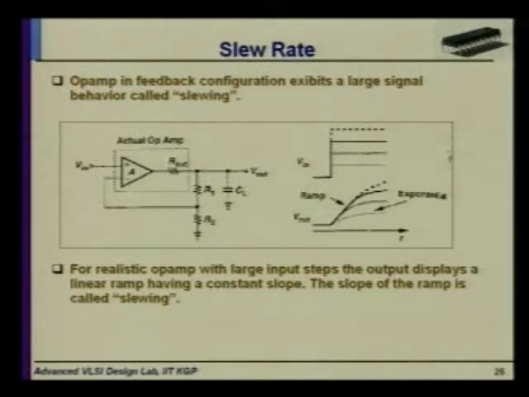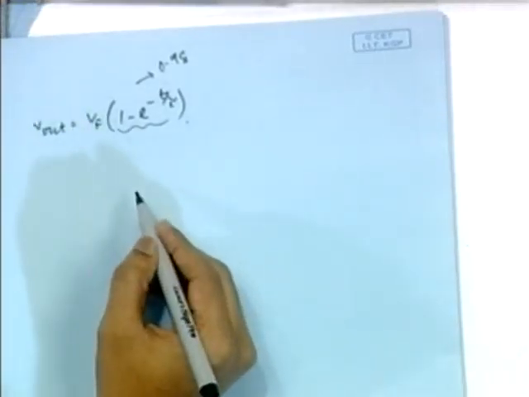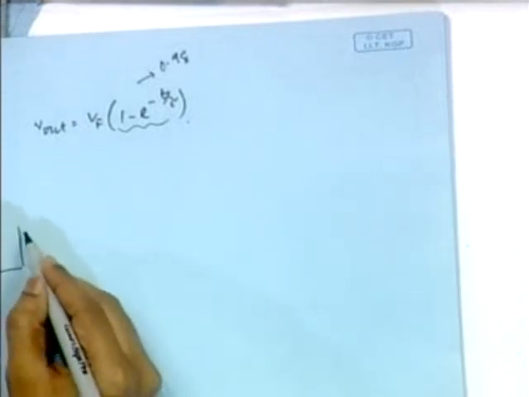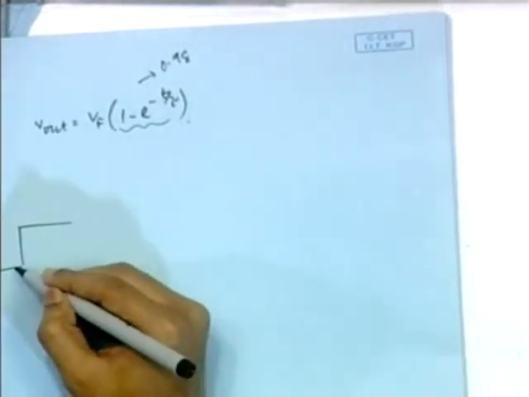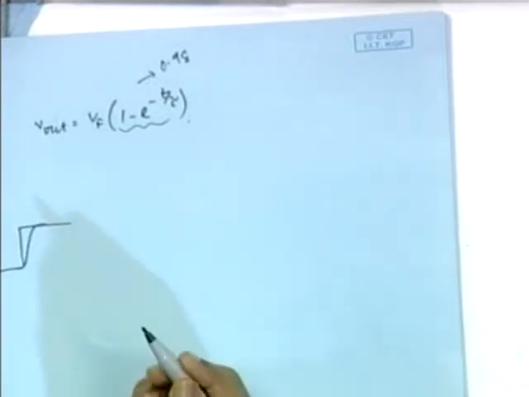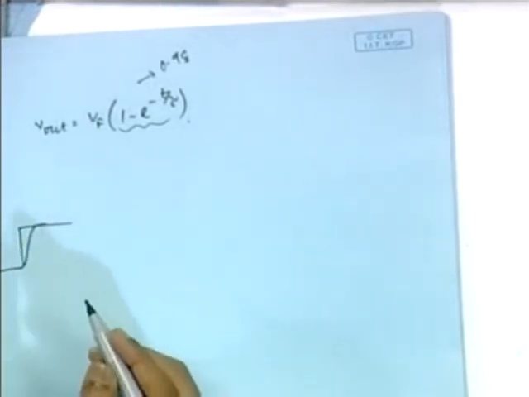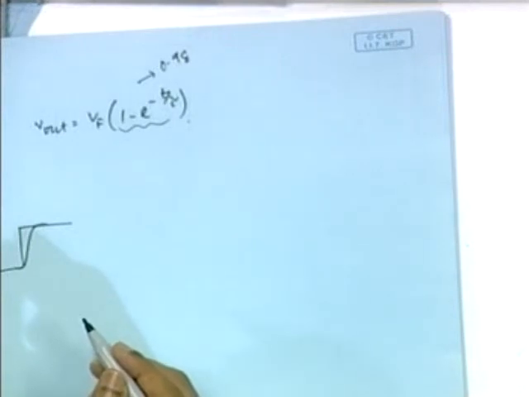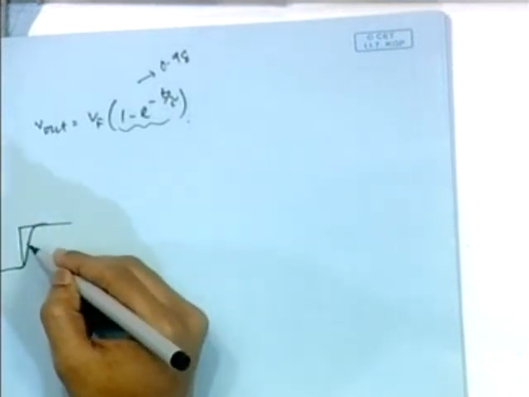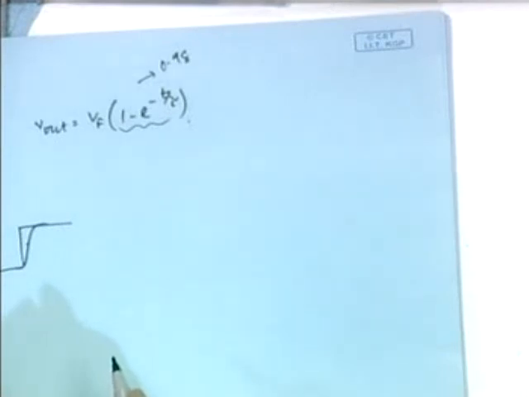Okay, change of output voltage means, say we have given a step like this. In a real system, obviously the output cannot actually track the input immediately. It should have some ramp action, something like this. It should have a slope. This slope is called the slew rate, the change of V out with respect to t. So how to calculate the slew rate of an op amp?